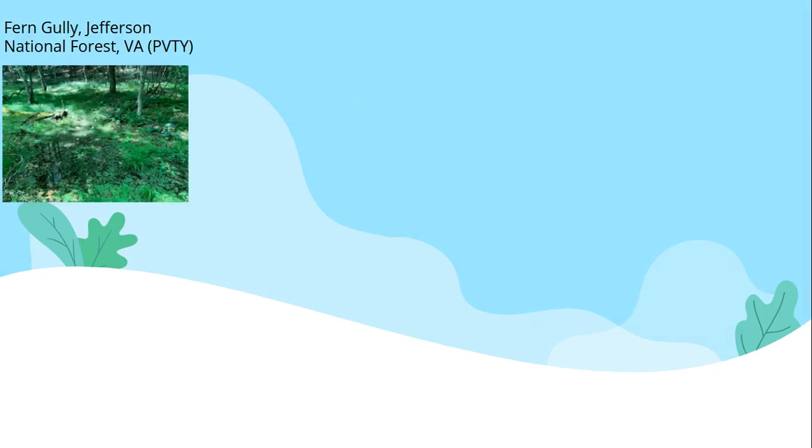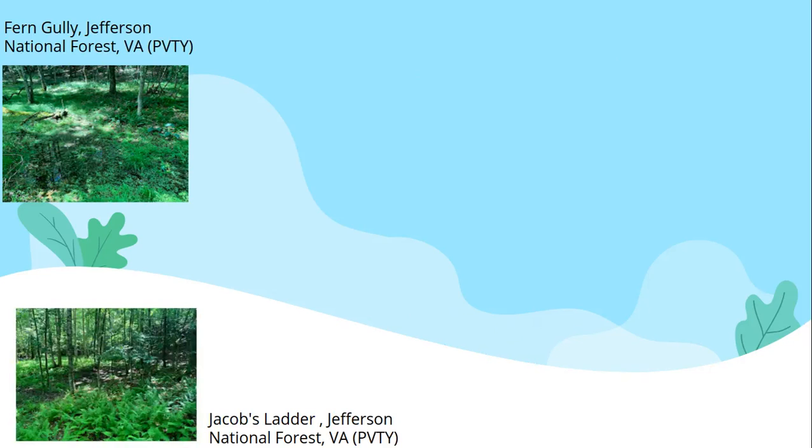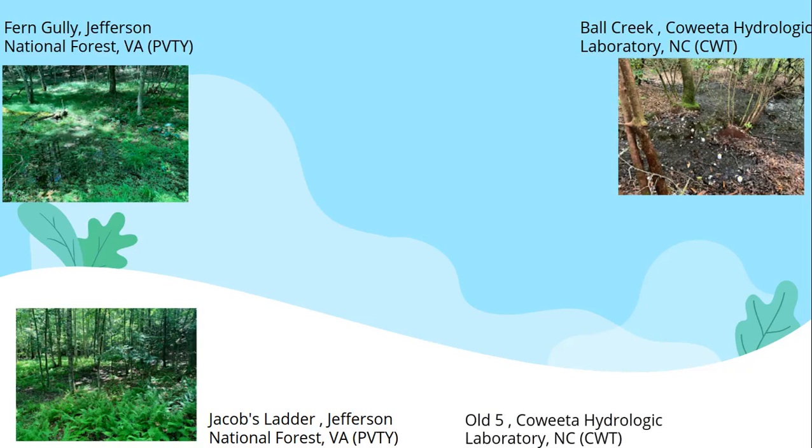For the methods, we did this work in 4 forested riparian wetlands, the first wetland being Fern Gully, located in Jefferson National Forest, and the second being Jacob's Ladder, also located in Jefferson National Forest. The third being Ball Creek, located in Coweeta Hydrologic Laboratory in North Carolina, and O5 wetland, also located in Coweeta.